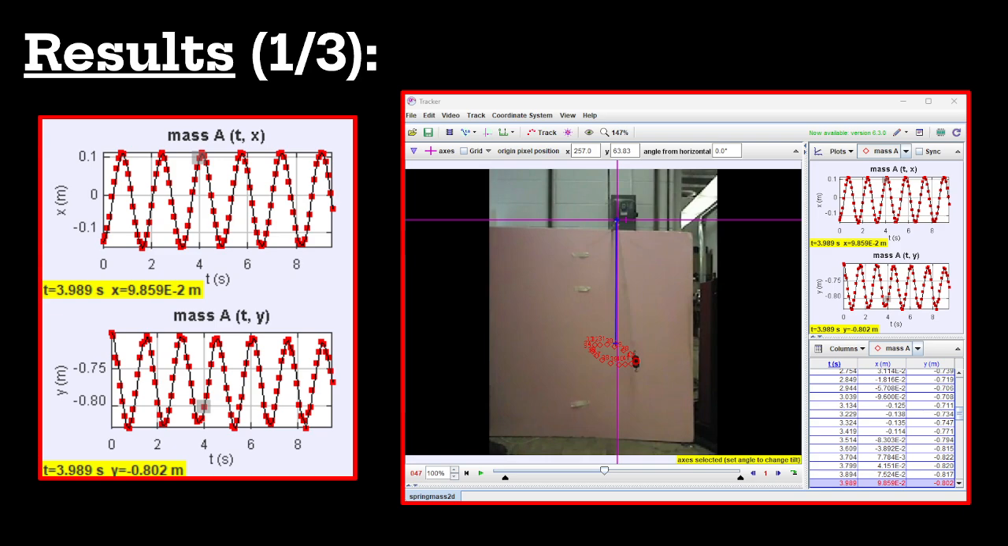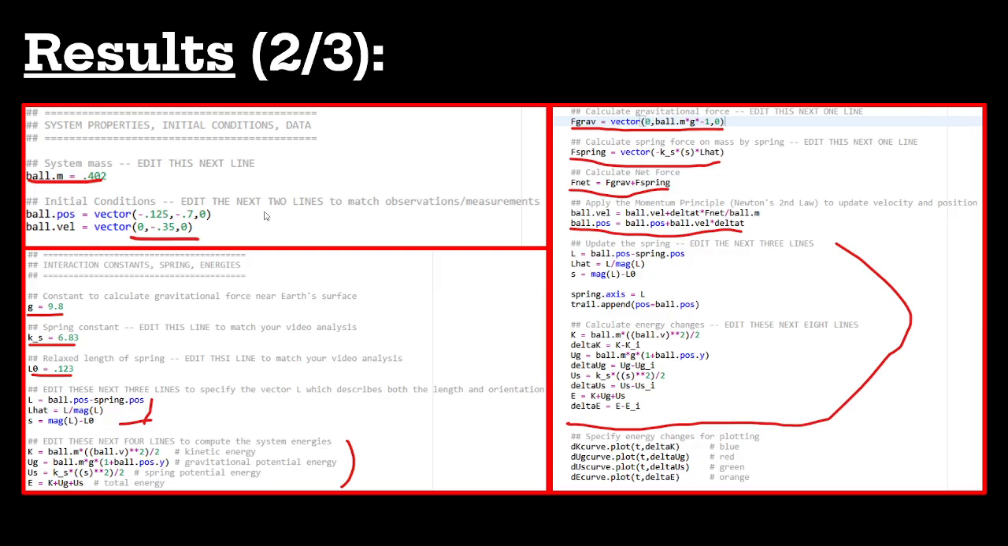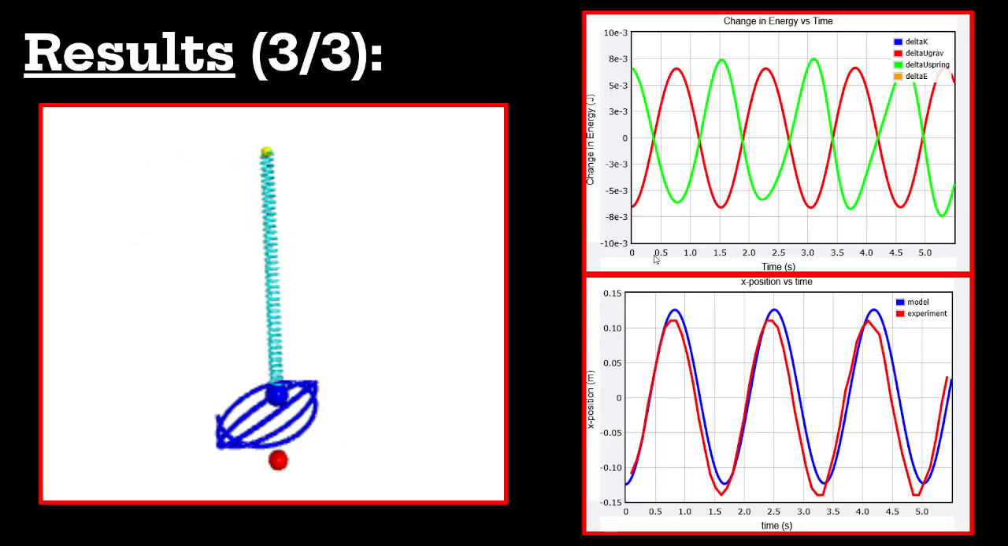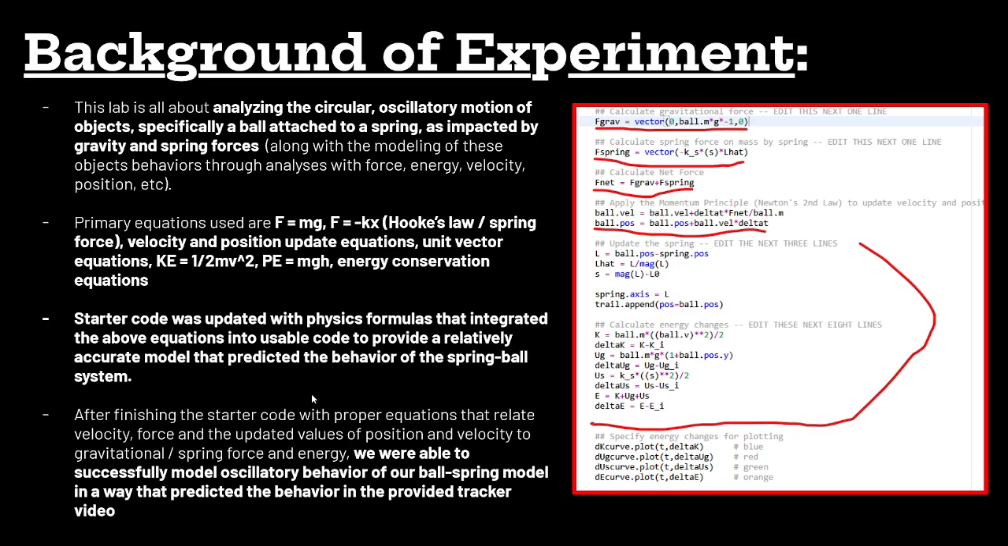Going into the results, these are the Tracker program results. This is a screenshot of the program itself, and these are the X position over time graphs and the Y position over time graphs. This is the code snippets. These red lines are important information blocks I'll go into later. And then these are the graphs produced by the code. This is the change in energy over time for kinetic and potential, and this is the X position versus time between the model and the experiment, and this is just a screenshot of the produced model.